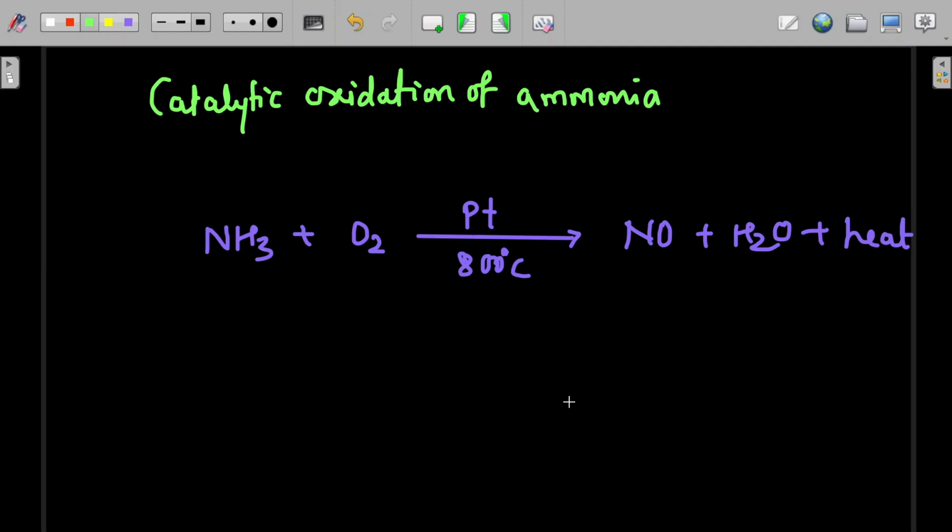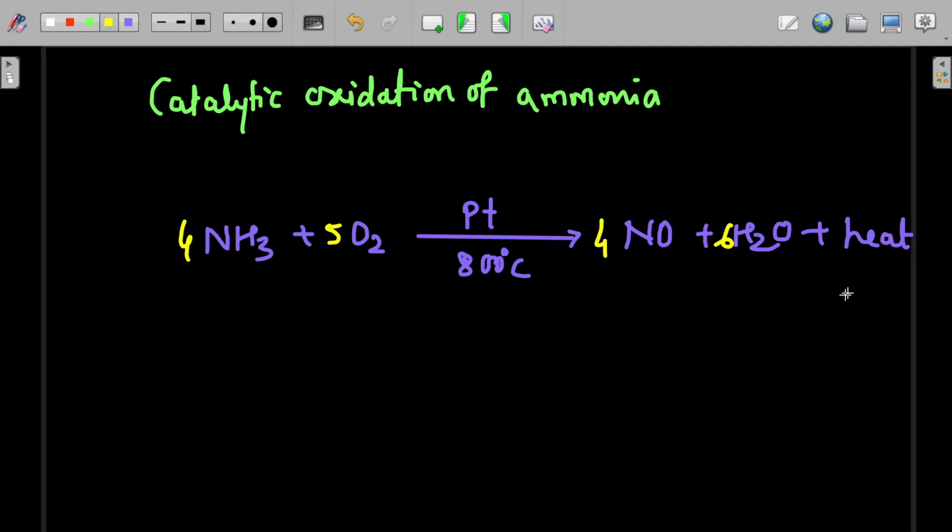Okay, 1 second. Oxygen in presence of platinum, 800 degrees Celsius, NO plus H2O plus heat. So you can remember 4546, if you write in this order, 4546. So this is a catalytic reaction also, which you have to remember in case of Ostwald's process. No, we are not learning Ostwald process now. In nitric acid we'll see that.